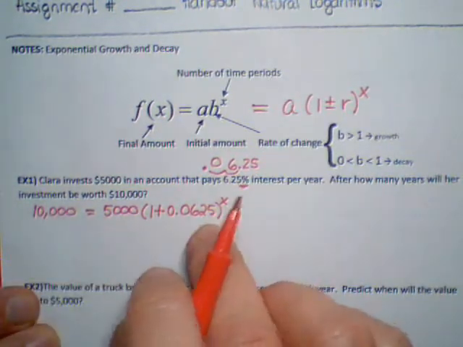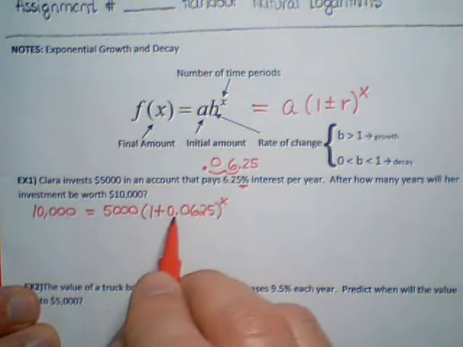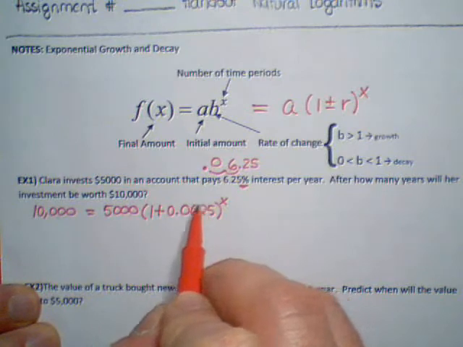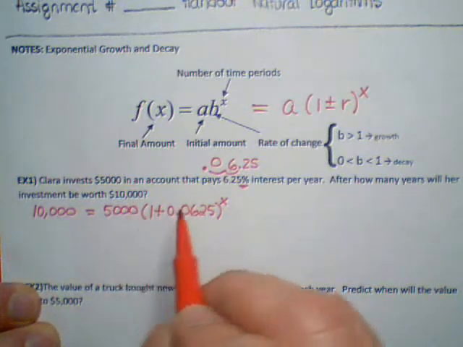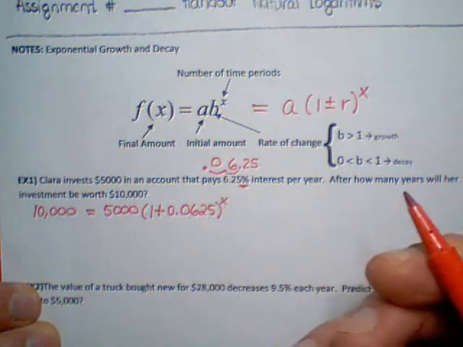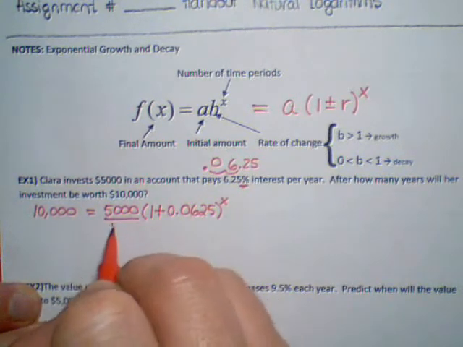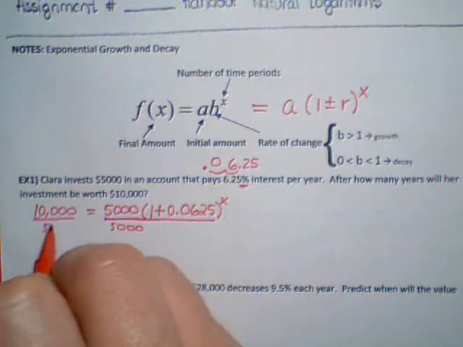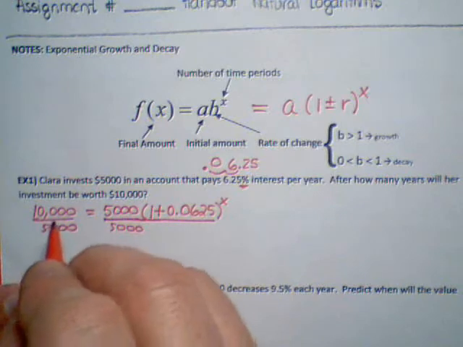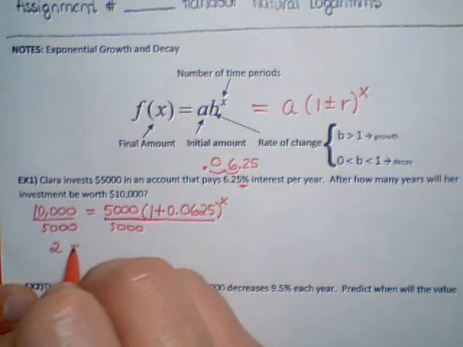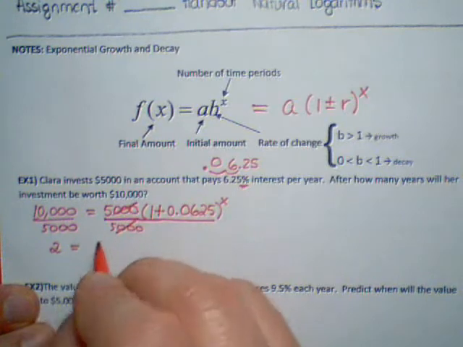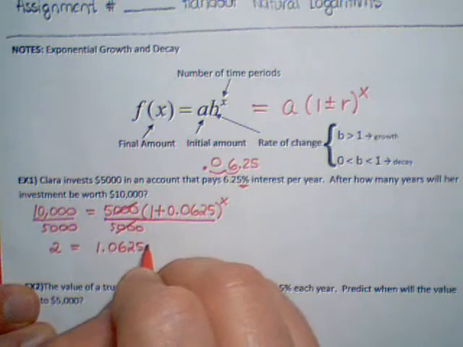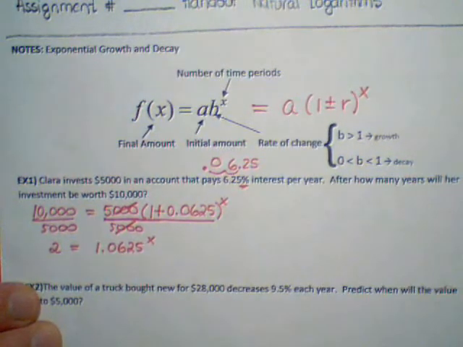So here we have our equation. We plug it into the formula, and that's what we got. Now what we have to do is just solve for x. If you recall from the previous lessons, this is an exponential equation, so we have to solve for x. We're going to divide both sides by 5,000. So 10,000 divided by 5,000 is 2. 5,000 cancels. This is 1.0625 raised to the x.